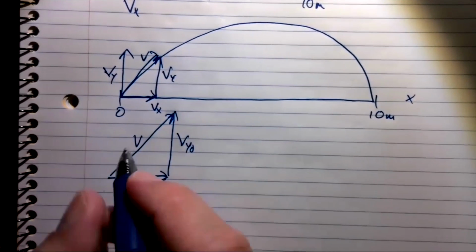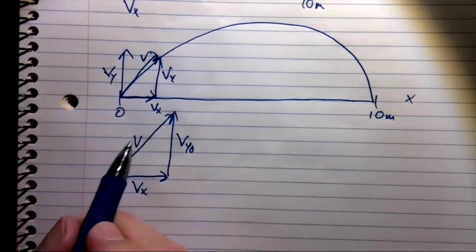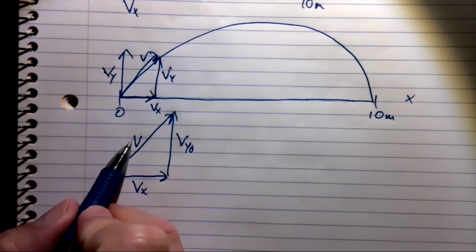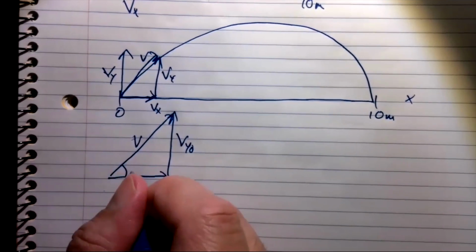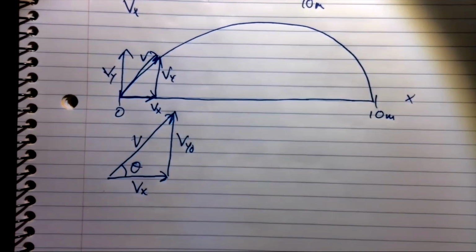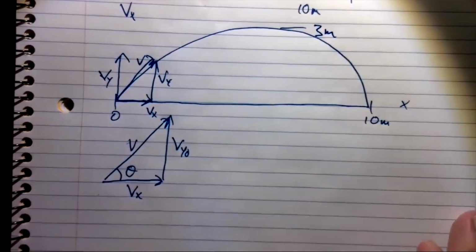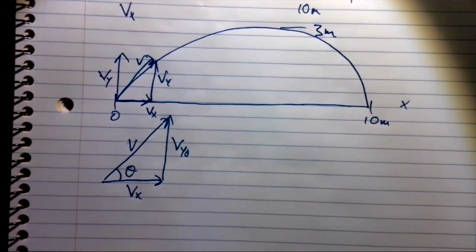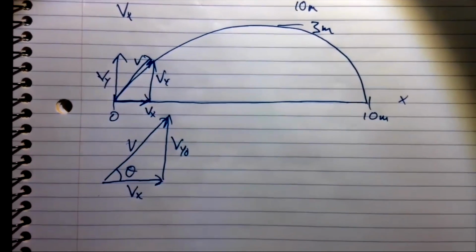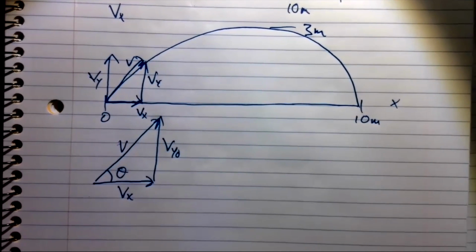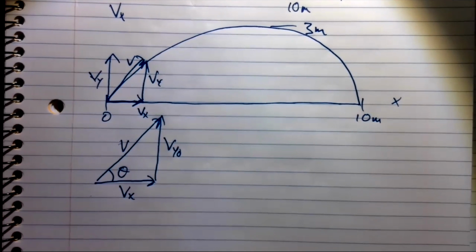So now we have our velocity vector V. We have a triangle here, and what we're after is, first, in part A, the magnitude V, and then our angle theta right there. Okay, so we're given the height. We know that this is 3 meters.